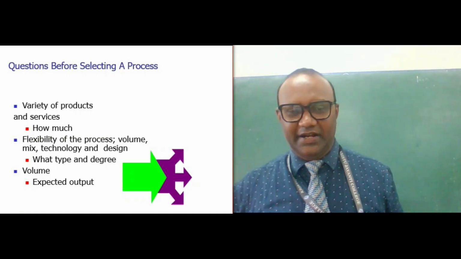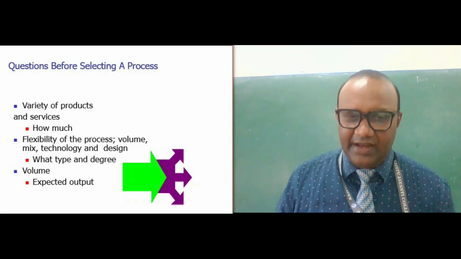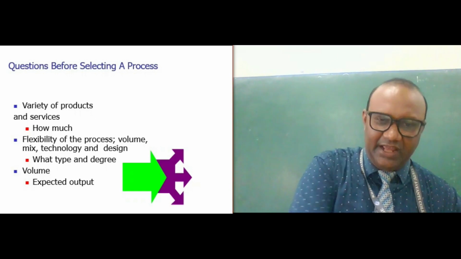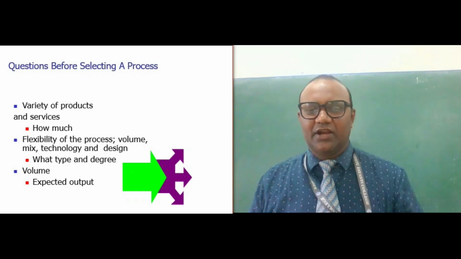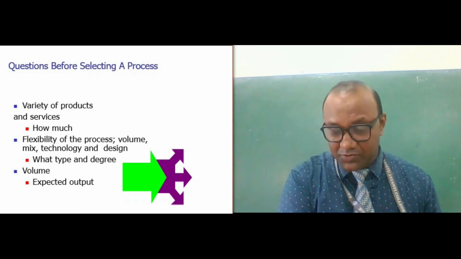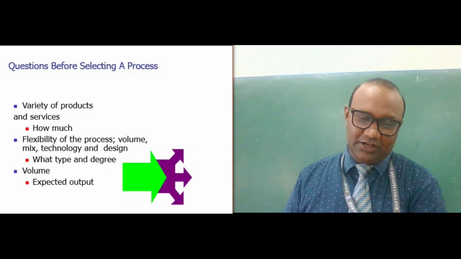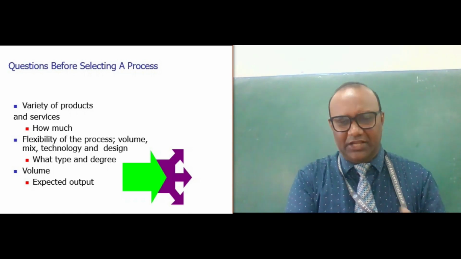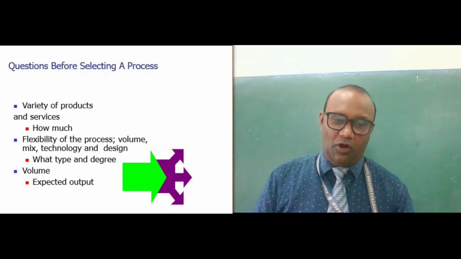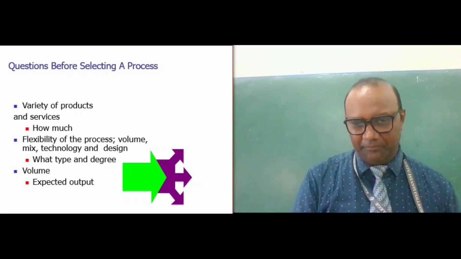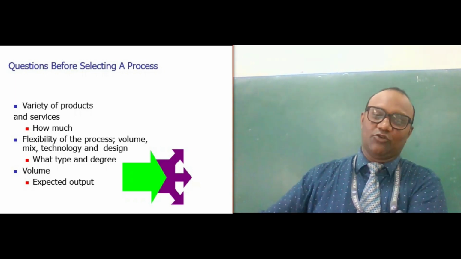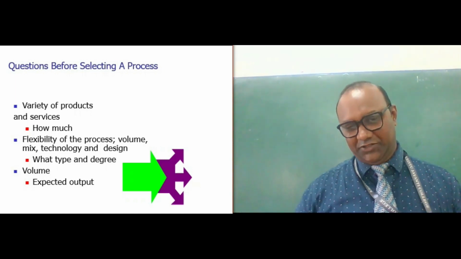So how much flexibility? Which means how much variety is required. Next, we go into flexibility. How flexible is the process? Is it high flexibility or is it low flexibility? Depending on that, you make a decision: high flexibility is job shop, low flexibility is continuous processing. And in between would be your batch and your assembly line manufacturing. So what's the volume? High volume, low volume. If it's low volume, then you go for a job shop. If it's moderate volume, you go for a batch production. But if it's very high volume, then you go for continuous or repetitive manufacturing.